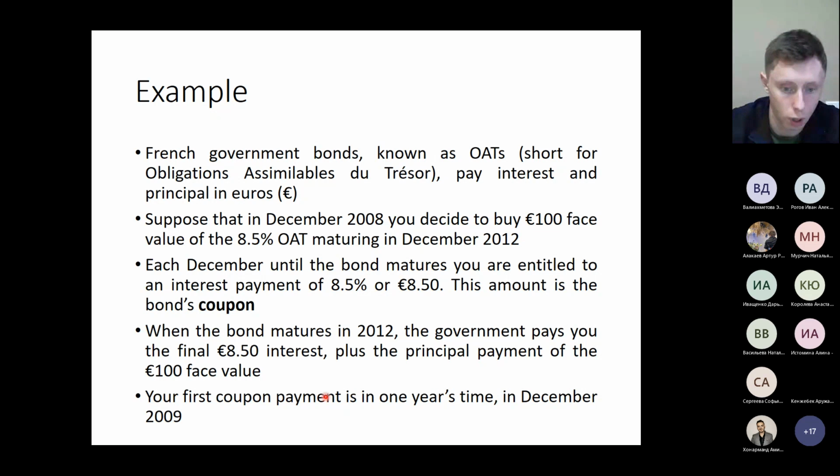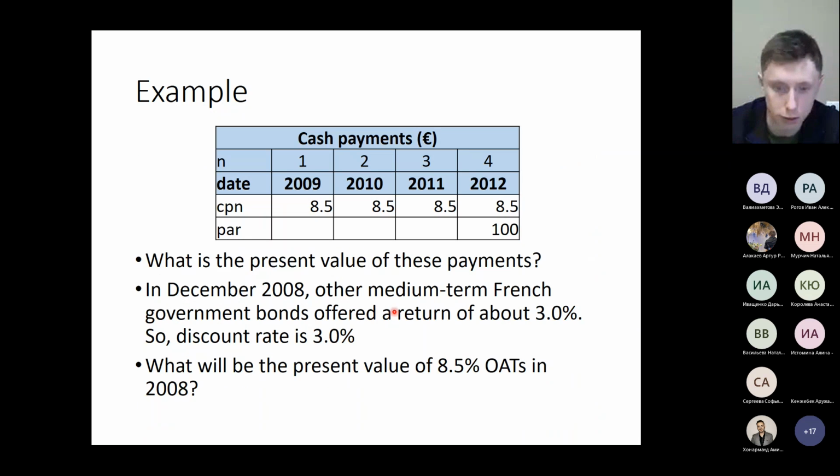How would we estimate its price, taking into account the current interest rate? Let's take a look. Again, we use the principle of the opportunity cost of capital, and we compare this bond with other types of securities which have a similar level of risk. We find out that other medium-term French government-issued bonds offer a return of 3%. Then we would use this 3% as a discount rate in order to estimate the price of the bond.